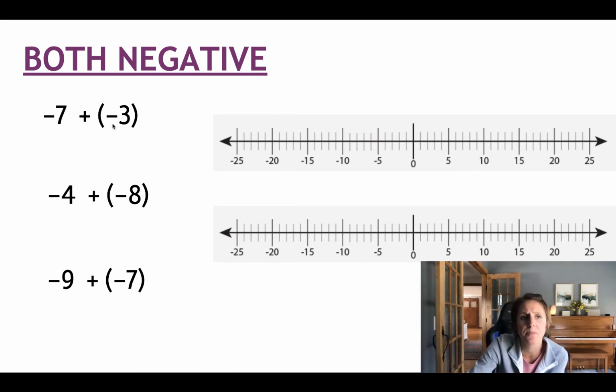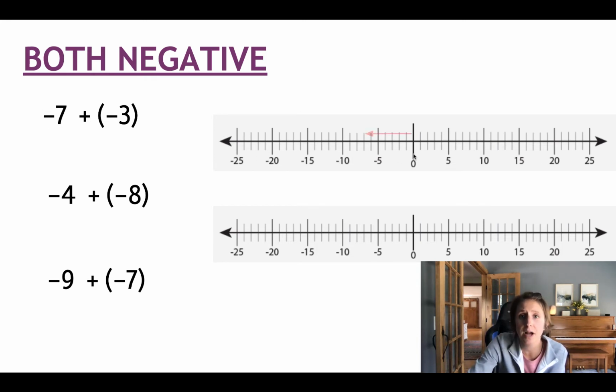Well, let's test it out. Write this one down as your first example in the both negative box. Negative 7 plus negative 3. So starting at 0 on my number line. I know you don't have a number line. Just watch up here with me. I'm going to take 7 steps in which direction? Positive or negative? Negative, because this minus right here tells me to walk in the negative direction.